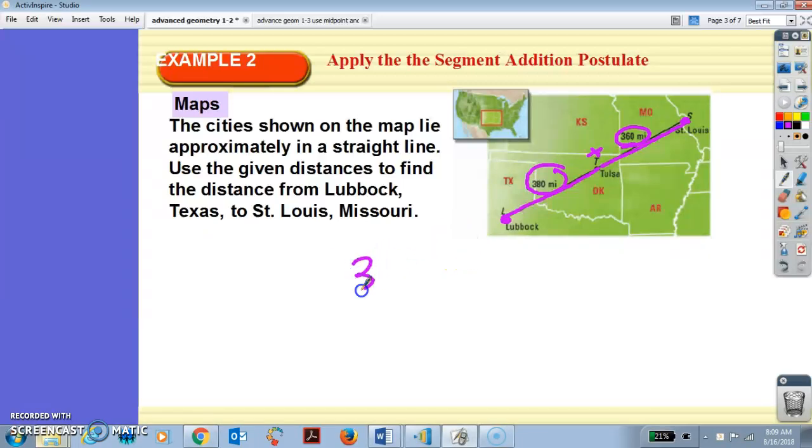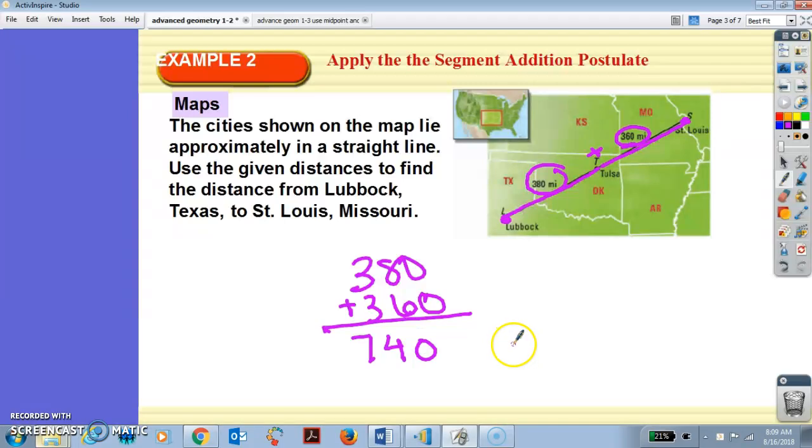Add them together. What's the distance? 380 plus 360? 740. Good. Right? Because 360 times 2 is 720, and you're 20 more than that. 740.